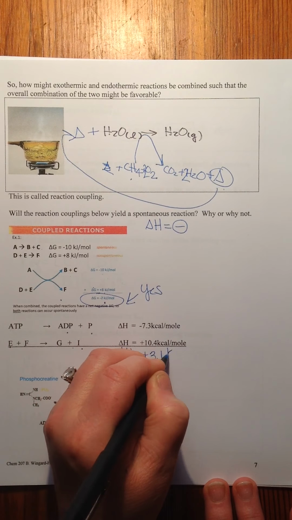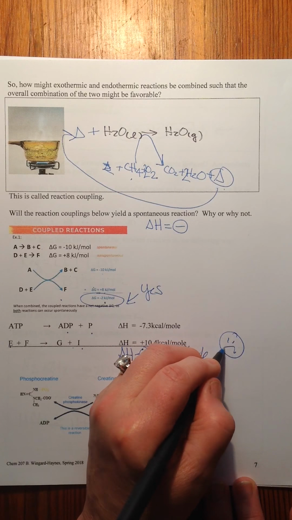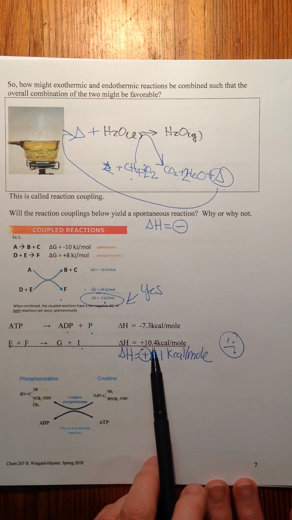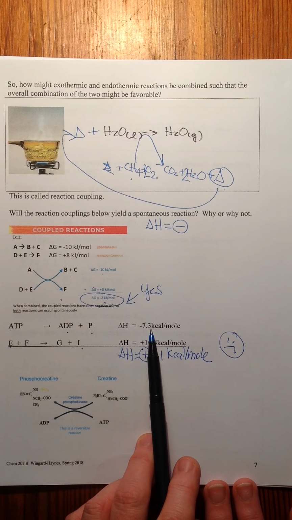This is positive. This is not spontaneous as written. It's kind of like saying, I need $10.40, but you have only $7.30 to give me. So this one is a no. This would not work unless both of these went backwards, in which case this one would yield 10.4 and this one would absorb 7.3.